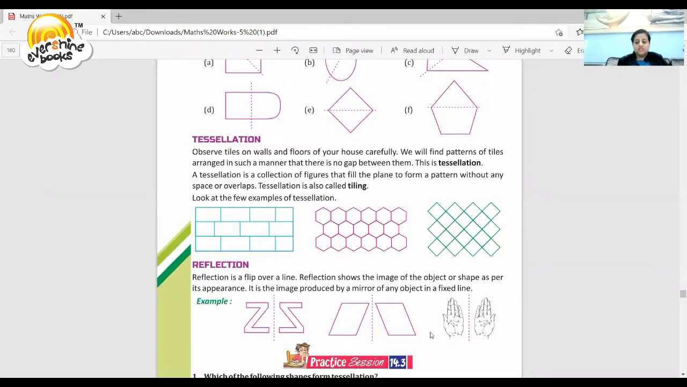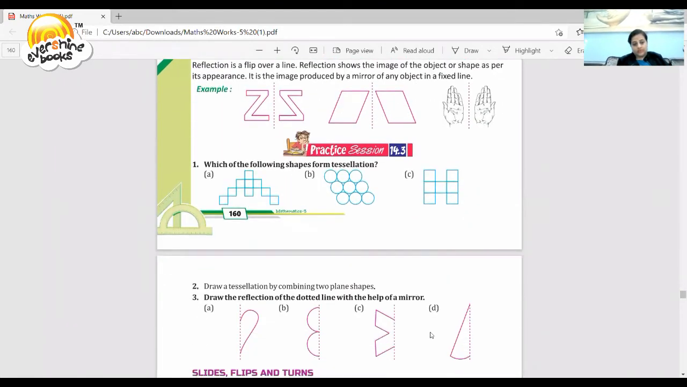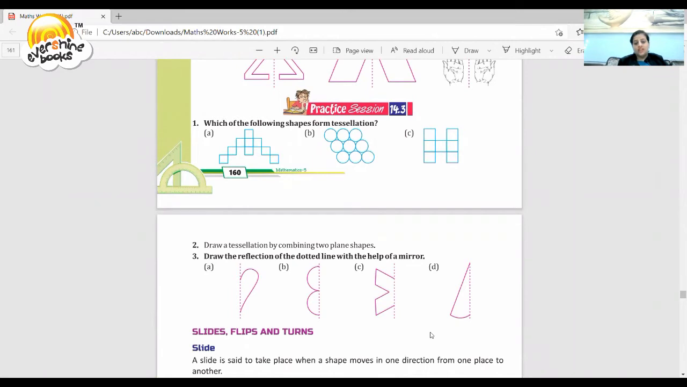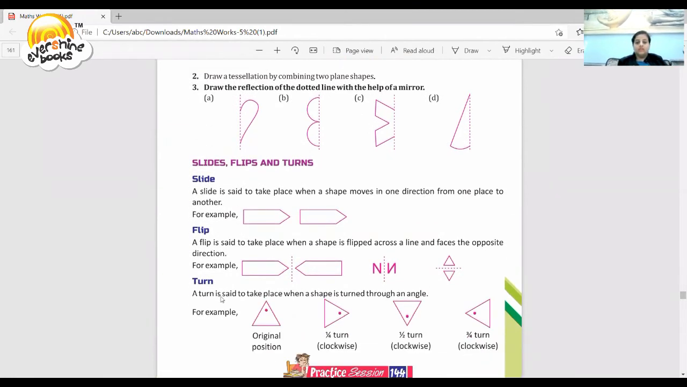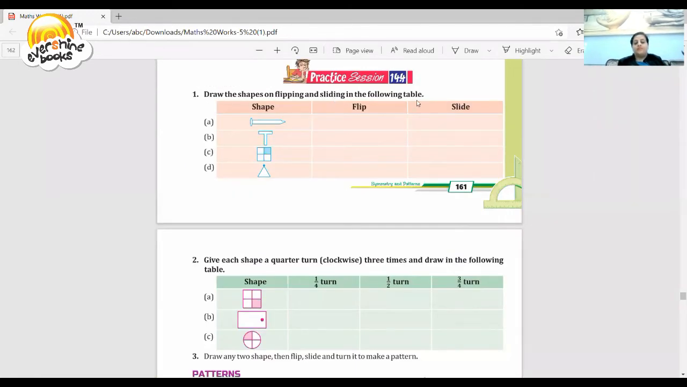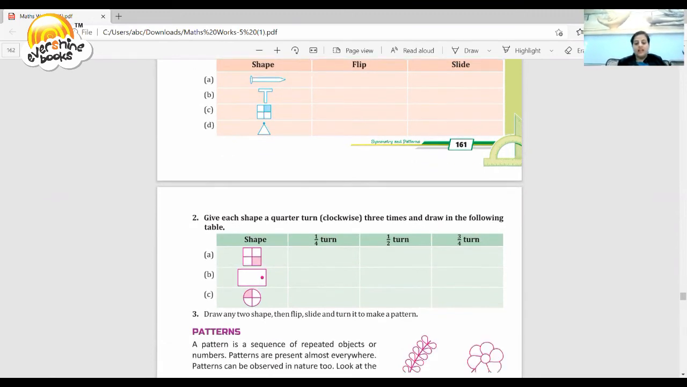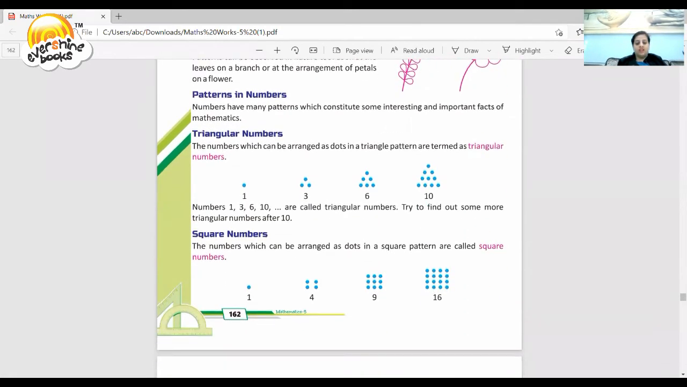Tessellation or tiling means covering without leaving any space. So you have to draw a tessellation by combining two plane shapes. You have to do the reflection. You should know slides, flips, and turns. For example, the original position is that, and it is turned like this, half, then third, fourth. This is all called pattern writing. Here it is given flip. Flip means just opposite. Do that opposite. Slide means moving slightly aside. That is the shape given here. You have to turn it like that, and this is called pattern writing.